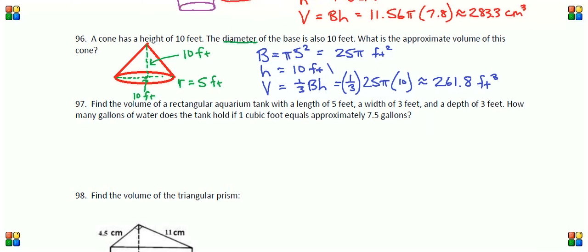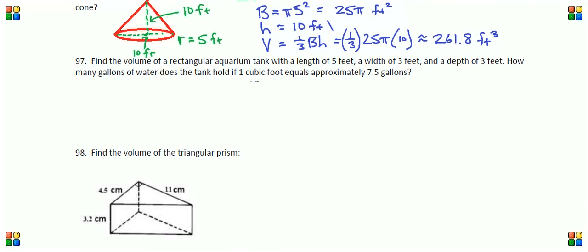Question 97. Find the volume of a rectangular aquarium tank with a length of 5 feet, a width of 3 feet, and a depth of 3 feet. How many gallons of water does the tank hold if 1 cubic foot equals approximately 7.5 gallons? Let's deal with the water in a minute. Let's talk about the actual volume of the aquarium tank.